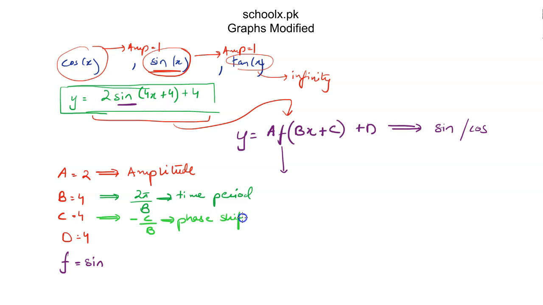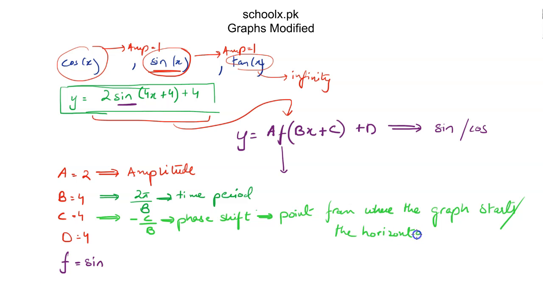So phase shift is pretty simple. It is the point from where the graph starts, or the horizontal shift of 0. So what do I mean by that? Now in this case, minus c over b, our phase shift: c is 4 and b is 4 again. So our phase shift is minus 4 over 4, which is -1.